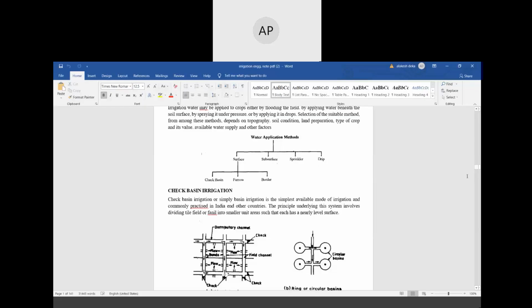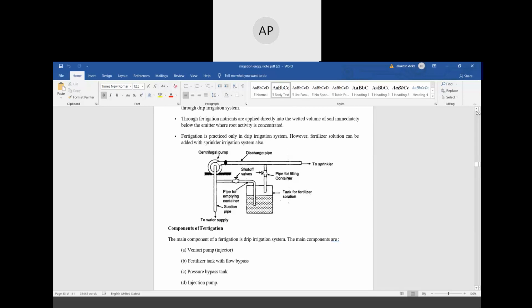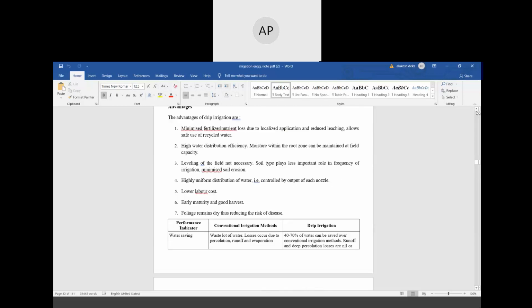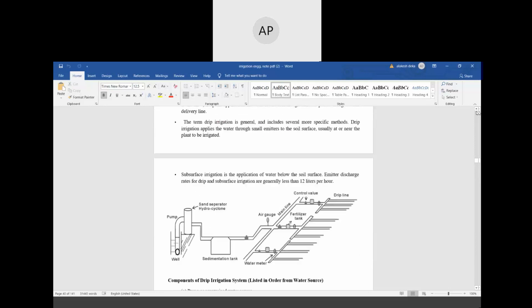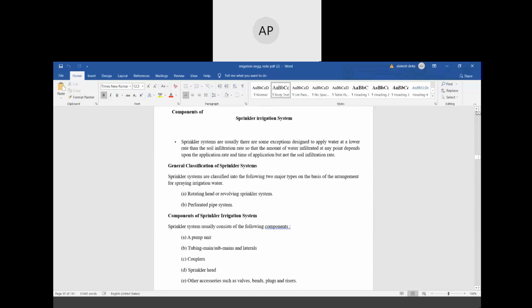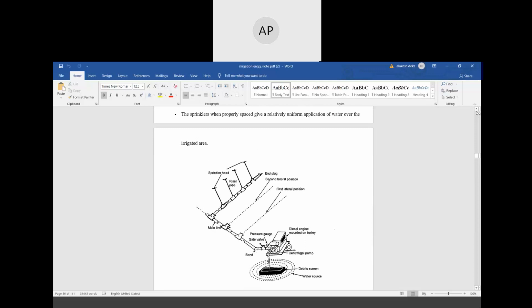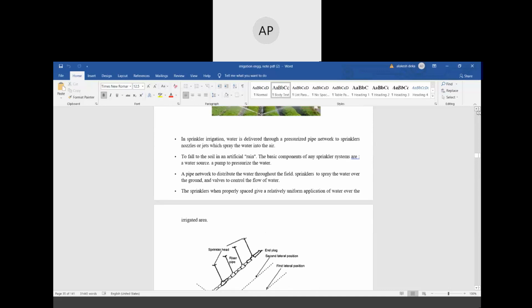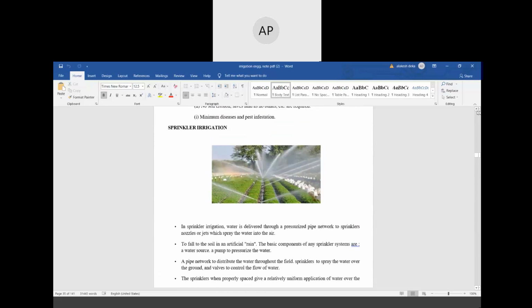Okay, let me share. So in last class, where we left, sprinkler irrigation is finished. Sprinkler irrigation system finished. Yes or no? Same sprinkler irrigation method खत्म हो गया. Yes, ma'am.